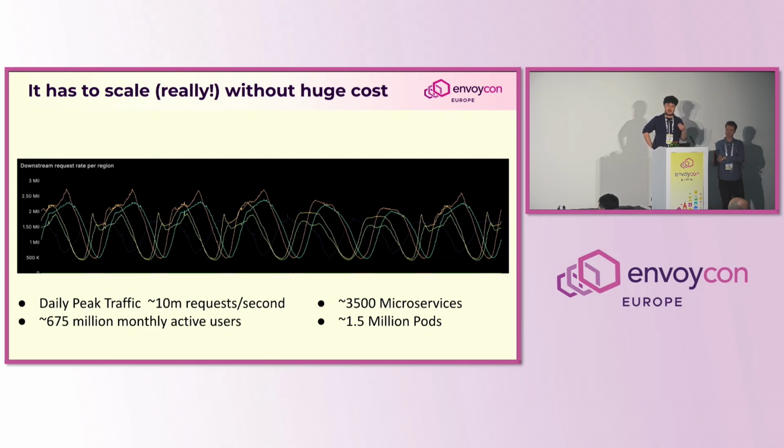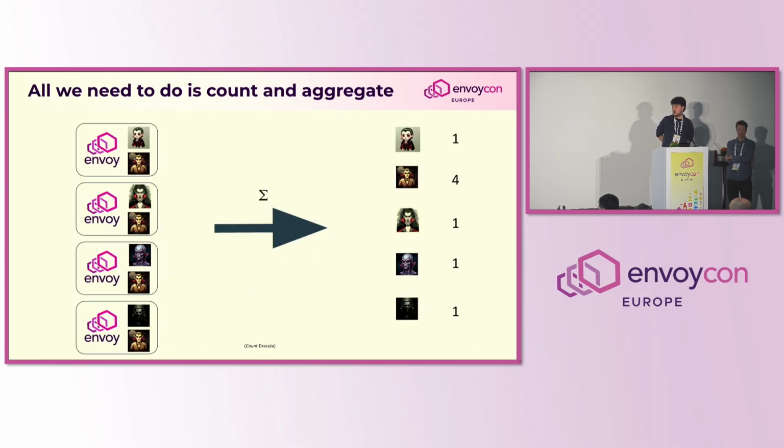It's quite big, and unless you design with this scale in mind at the start, you will spend a lot of money on your rate limiting infrastructure, which is kind of waste. So fundamentally, all we have to do is count and aggregate, right? Rate limiting is really a matter of distributed counting and summation.